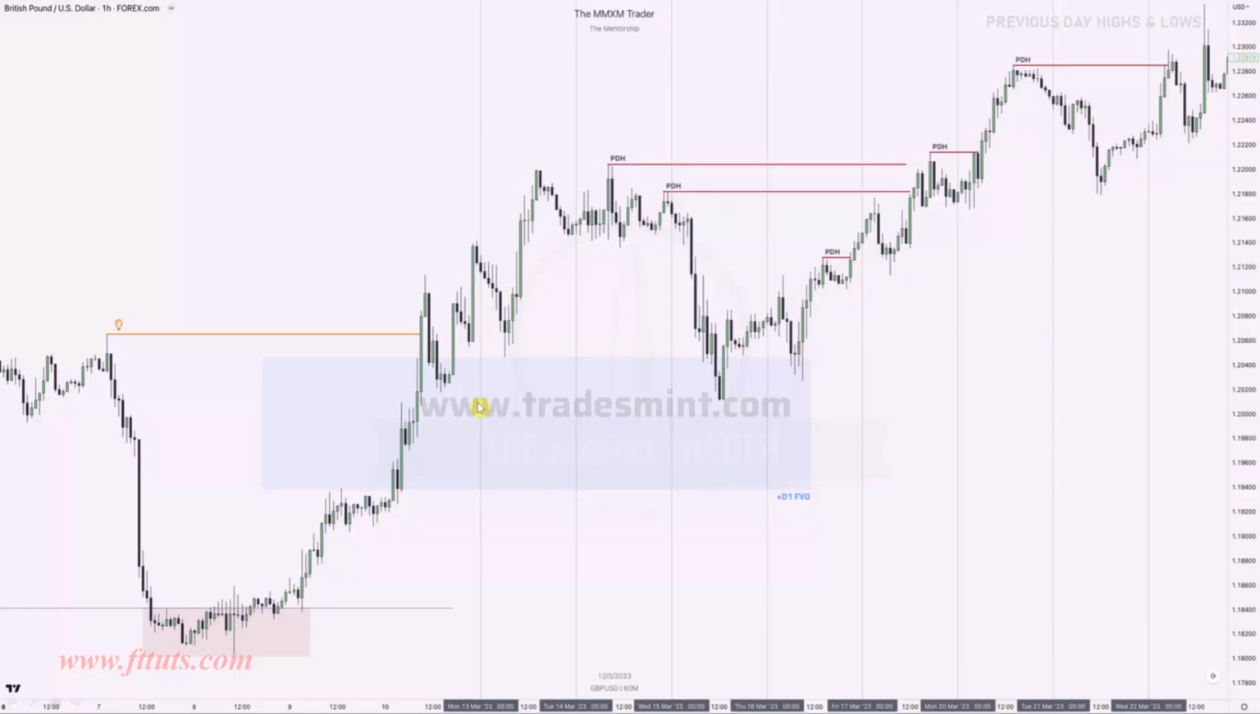So always outline your New York midnight lines, right? 12 a.m. EST, Monday, Tuesday, Wednesday, Thursday, Friday. Now we know where we are in the week, right? Also, Monday trades up, Tuesday trades up, but look at these highs, right?